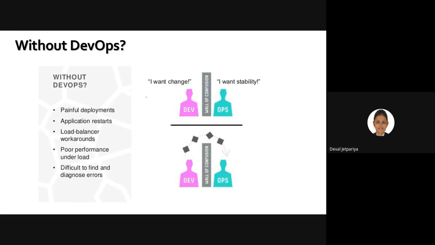So see, without DevOps: painful deployment, application restarts, load balancer workarounds, poor performance, difficult to find and diagnose the error. This is called the wall of confusion. Previously, it was a wall of team, where we are not having a team. Here it is the wall of confusion between developers and the operation team. Developers are saying that I want some change. IT operations are saying that I want stability. So it is like a wall of confusion which we'll try to discover and remove with the help of DevOps.